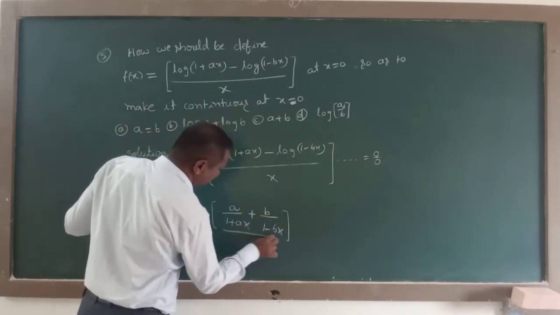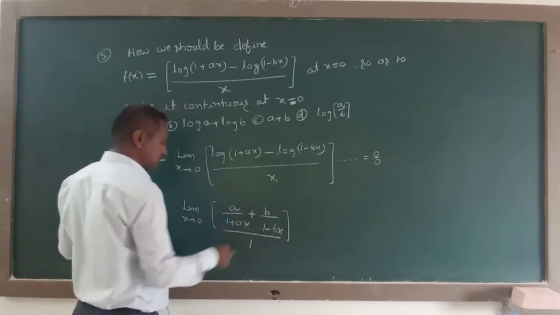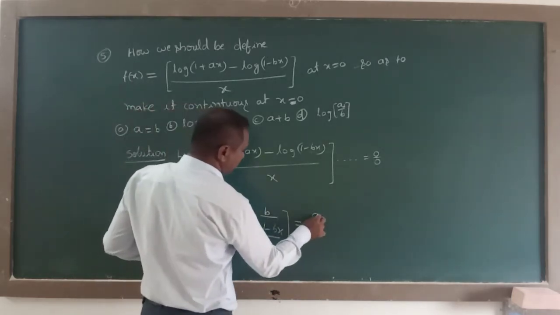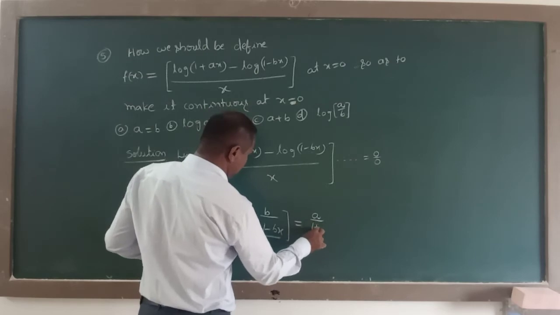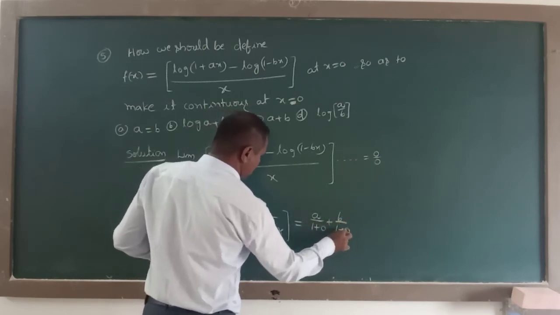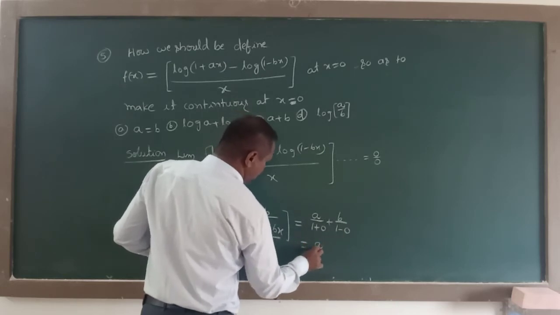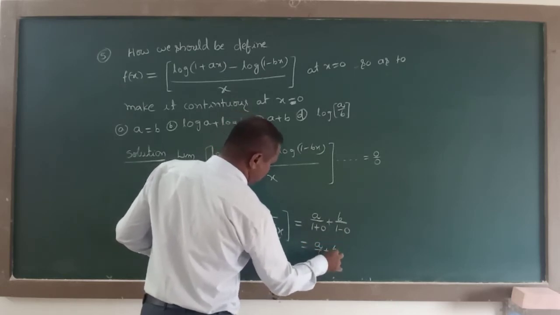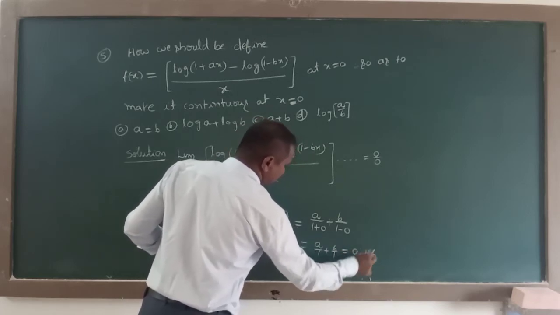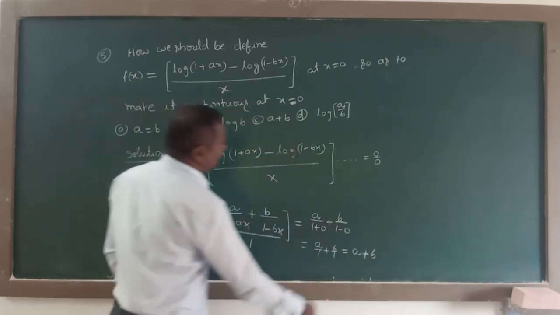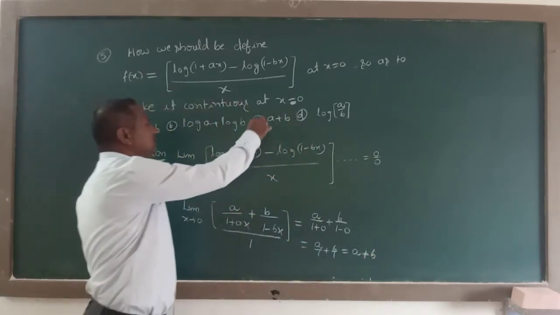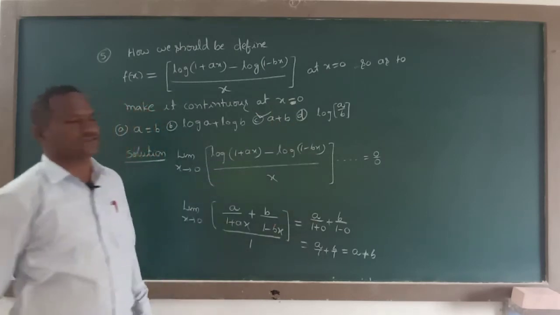Whole divided by d by x is 1. Now afterwards you have to apply x is 0 here. a by 1 plus a into 0, 0 plus b by 1 minus b into 0, that is equal to a by 1 plus b by 1, that is equal to a plus b is the correct answer here. A plus b is allotted to which option here? Third option. Therefore, third is the correct option for this question.